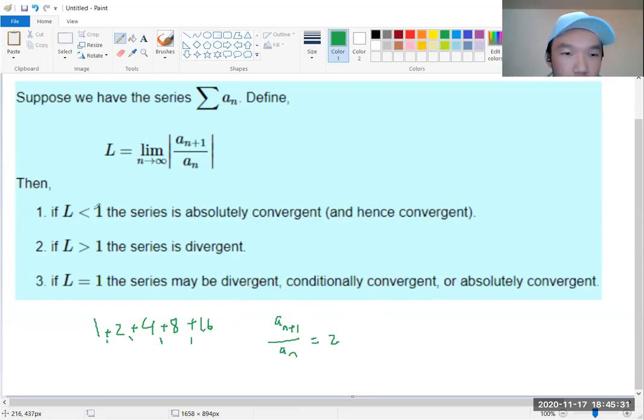And then if the ratio is less than 1, then it's convergent. You can sort of think of it as a geometric series. If the ratio is less than 1, that means the terms get smaller. So therefore, you're adding smaller and smaller numbers, which gives it a chance to be convergent. And then if L equals 1, then it's inconclusive. So that's an intuition as to why this test works. It's not a proof or anything, but just to convince yourself.